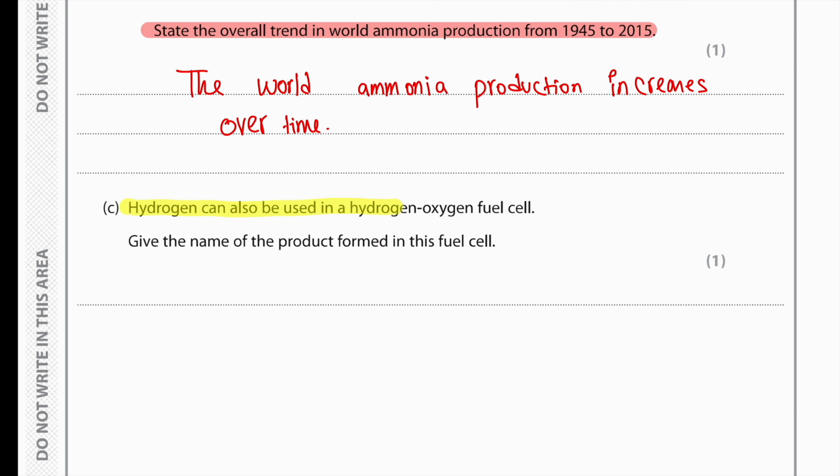Hydrogen can also be used in a hydrogen-oxygen fuel cell. Give the name of the product formed in this fuel cell. So, in the hydrogen-oxygen fuel cell, the hydrogen reacts with oxygen. So, this gives us a product of water. The balanced chemical equation includes 2 hydrogen reacting with 1 oxygen to produce 2 water. So we'll just simply state the name of the product, water, here.